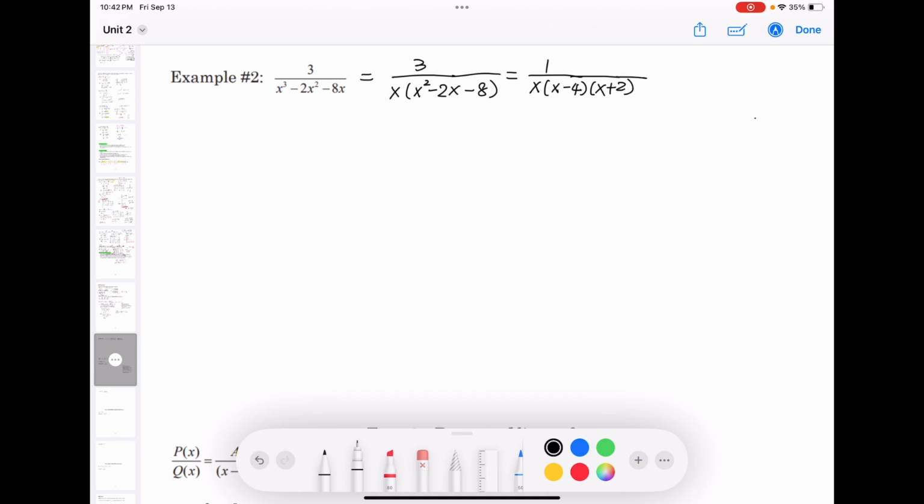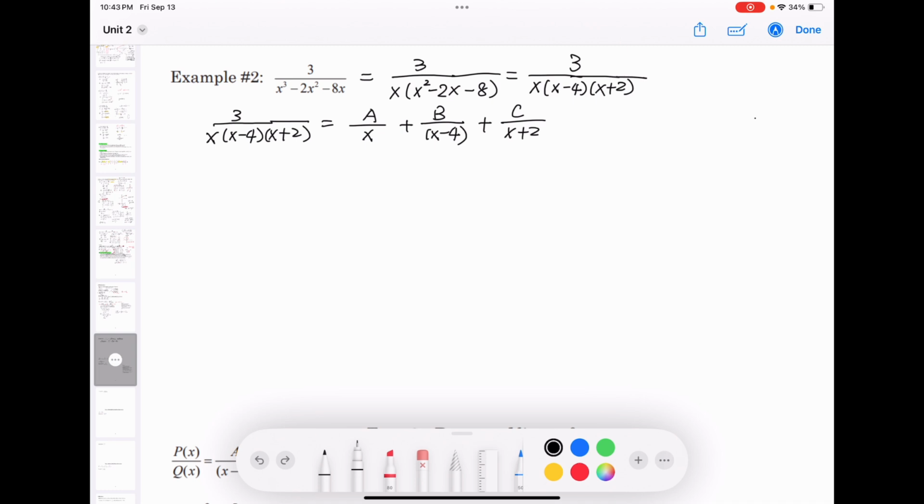Oh, sorry. I cannot change the top. Be careful. That is 3 on the top. Then we can set up the equation. 3 divided by x times x minus 4 times x plus 2 is equal to a over first factor x plus b divided by x minus 4, second factor, plus c over x plus 2. If you don't like the parentheses, it's okay. You don't have to have the parentheses at the bottom.